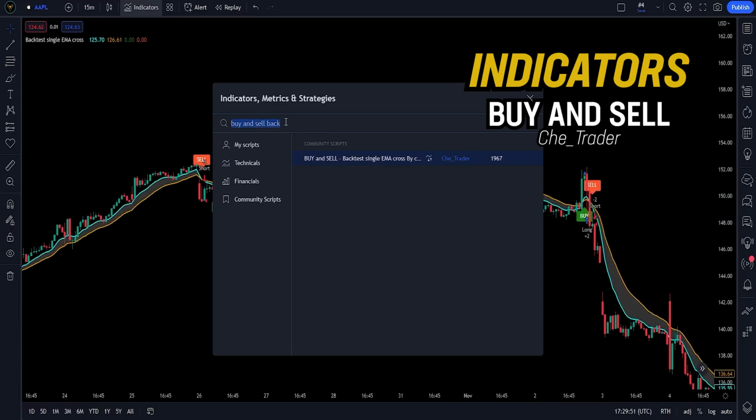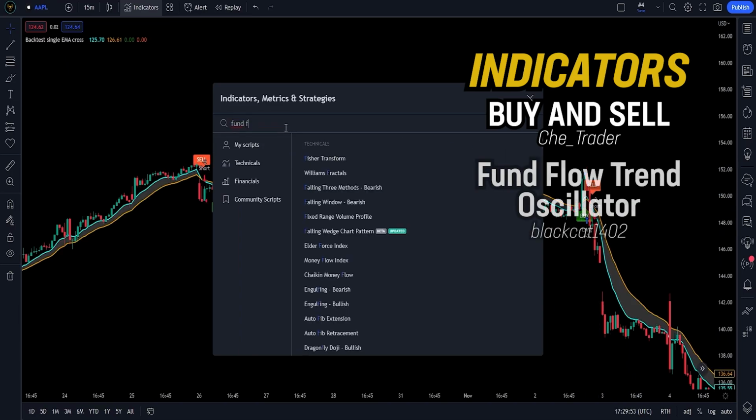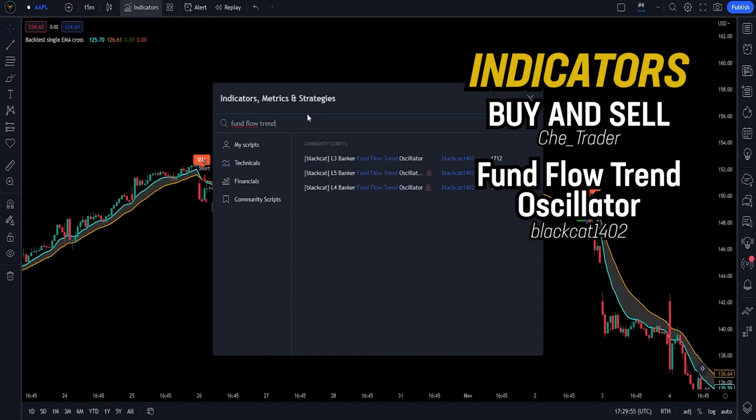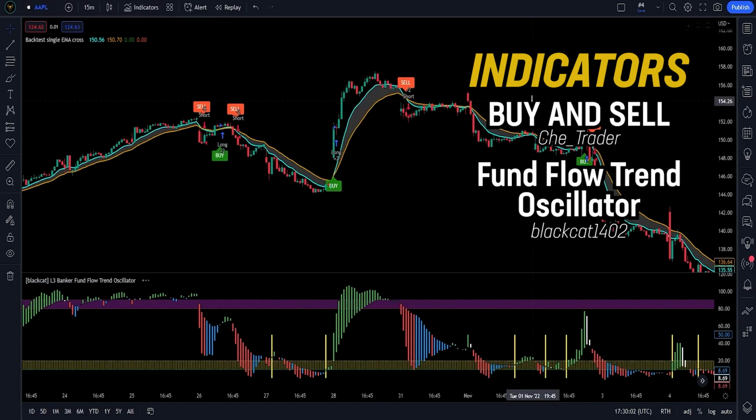Now, let's add our second indicator, which is called Fund Flow Trend Oscillator. We will be using this very first one by Black Cat 1402, so once again left click it once, and we are finished with adding indicators to our chart.